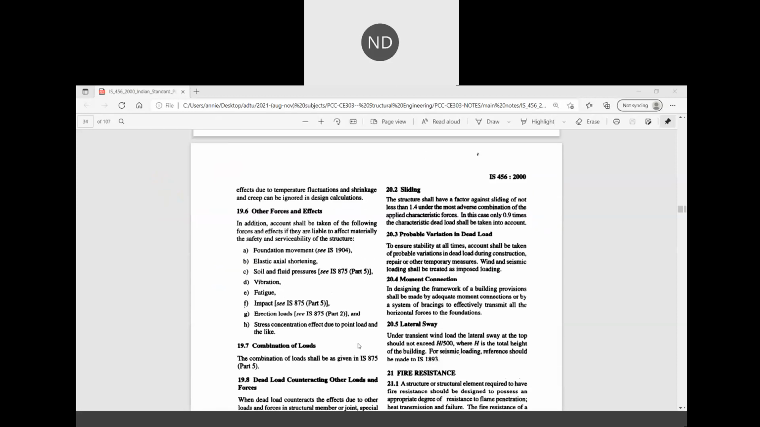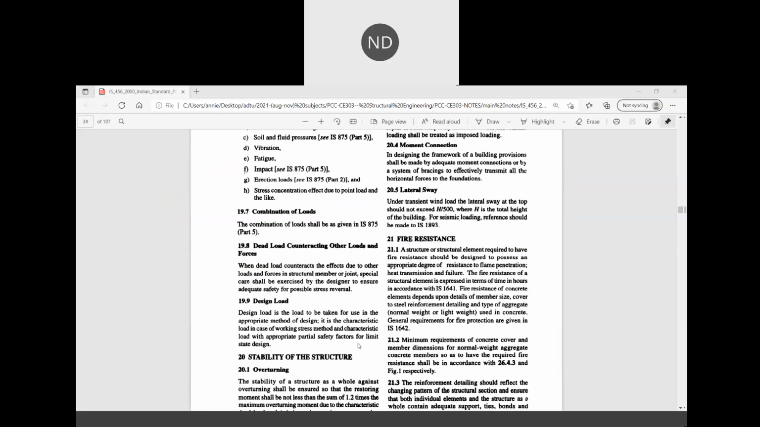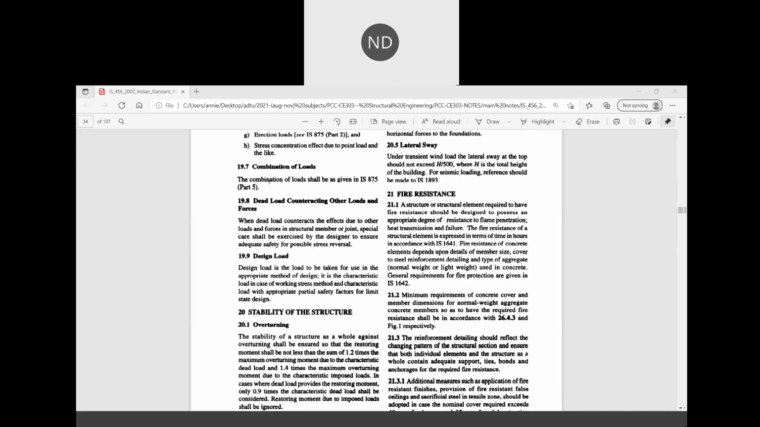So these are different loadings. Now comes the combination of loading. Dead load counteracting other loads and forces: when dead load counteracts the effect due to other loads and forces in a member or joint, special care should be exercised by the designer to ensure adequate safety. These are simple safety measures which you should take.